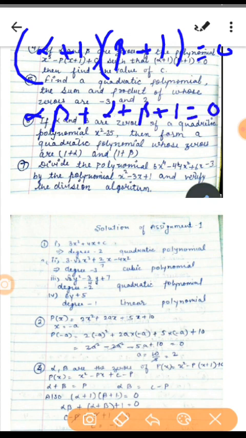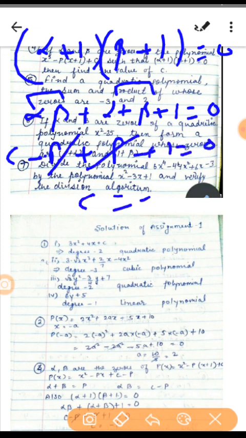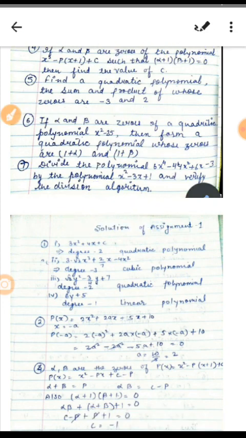Okay, now alpha plus beta is p. Sorry, alpha into beta, that is c minus p, plus alpha plus beta is p, plus 1 equals to 0. So this is gone, so c is minus 1, right?